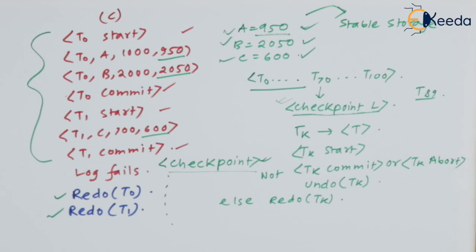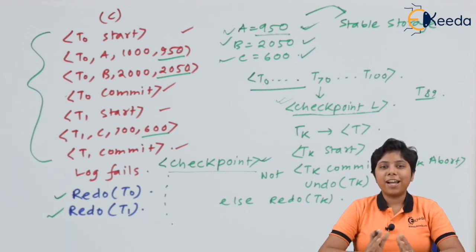So this is all for checkpointing and recovery, which is absolutely important for the atomicity of a transaction. That is all for recovery and atomicity using undo, redo, transaction commit, concurrent execution, and finally this checkpointing. Thank you for watching this video.